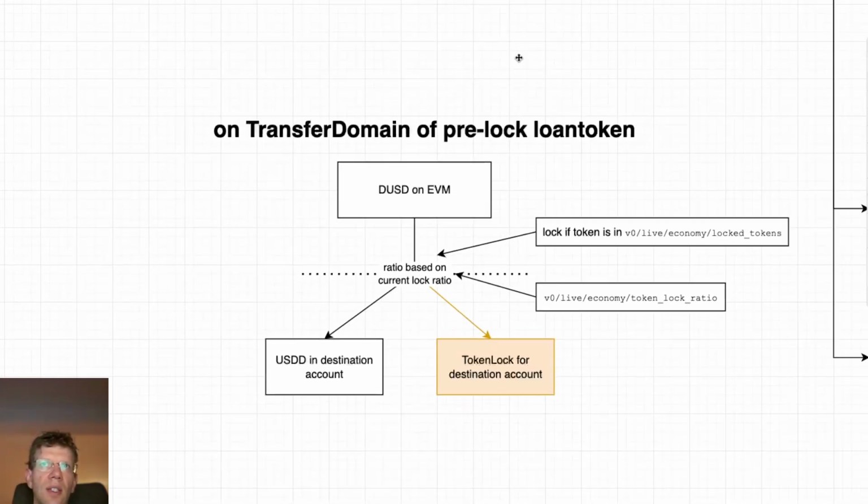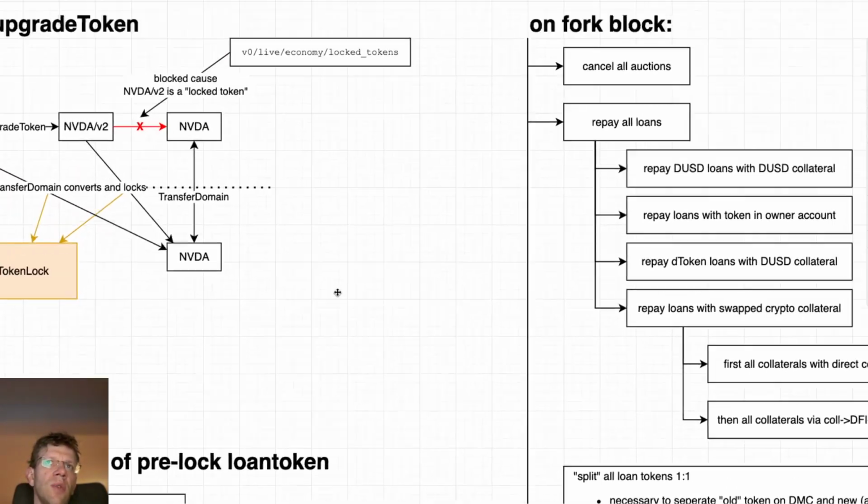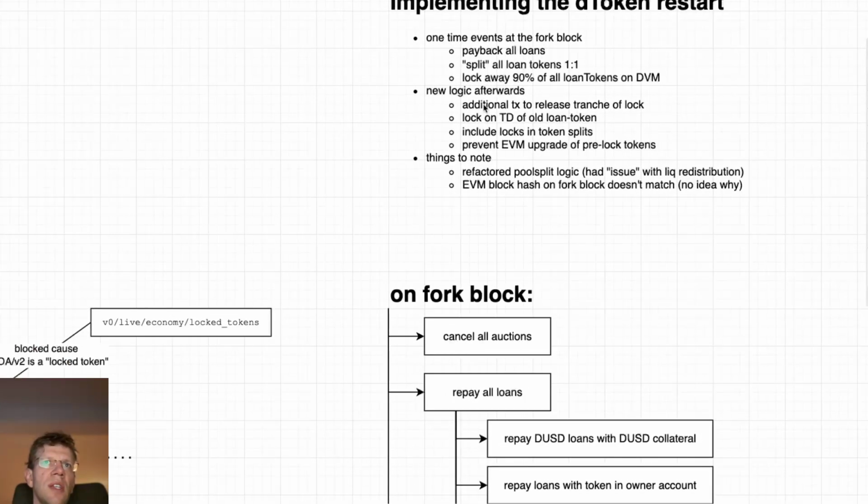And that's it on the things I want to talk about, because the other thing, this additional transaction, is just a transaction that moves funds from the lock address to each address according to the database entries. And the include locks in token splits is also a simple thing: the database entries get updated when token splits happen.